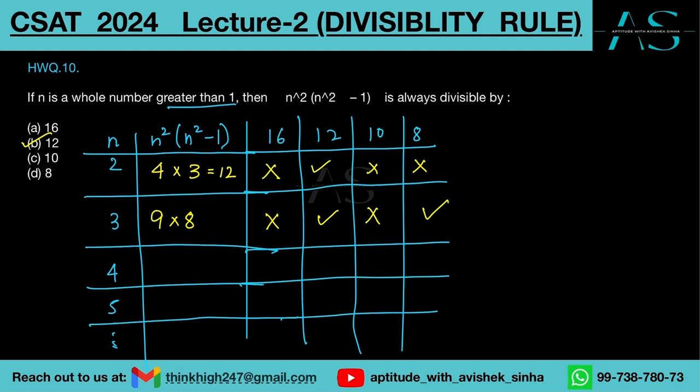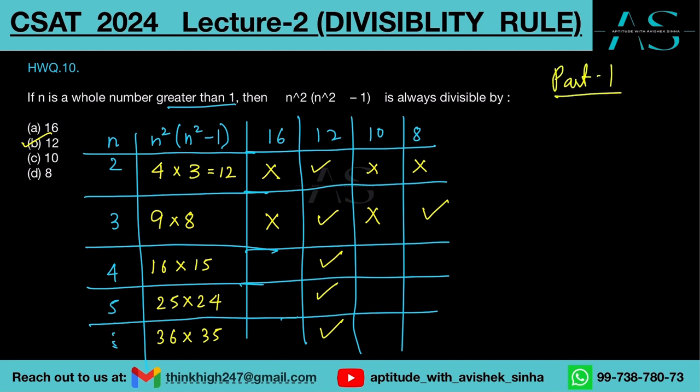Next up, we can have 4 square, 16 into 15. This will also be divisible by 12. Next up, we would be having 25 into 24. That is also divisible by 12. Next up, we would be having 36 into 35. That is also divisible by 12. I hope you are following this. 12 seems to be the correct fit. This was the solution of part 1, all the pending homework question, lecture 2 on divisibility.